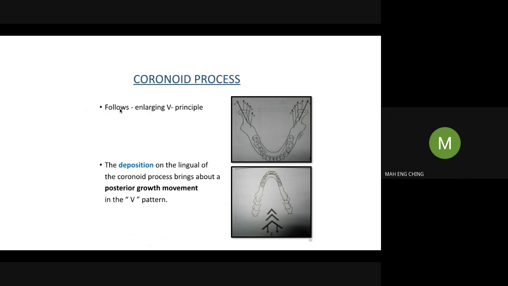Coronoid process standardly follows the enlarging V principle. You see this mandible is like a V shape. So if we talk about from the last lecture, this will follow the principle of enlarging V. So this V on the bottom, you see this smaller V, then slowly it becomes a medium V, then after that becomes a large V. So this mandible will follow this principle. So it becomes a bigger V with time. So there must be deposition on the lingual of the coronoid process, and then bring about the posterior growth or movement of the V pattern. So you see the coronoid process must have deposition here, and this is why the mandible will push forward and become a bigger V.